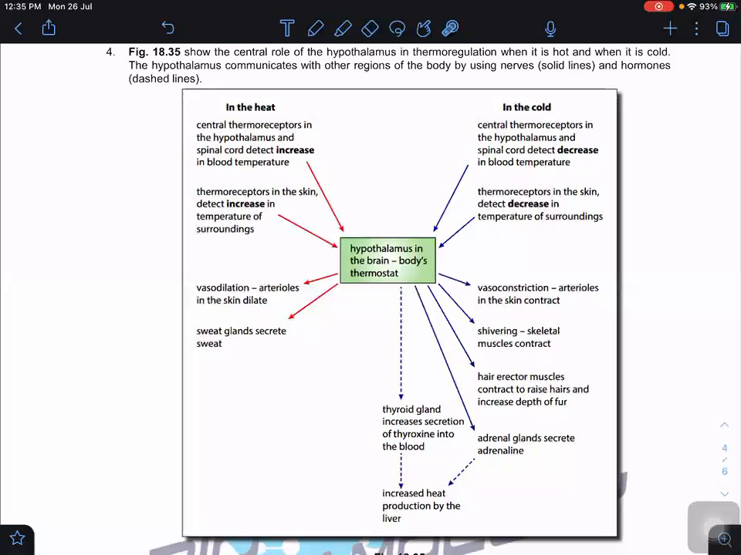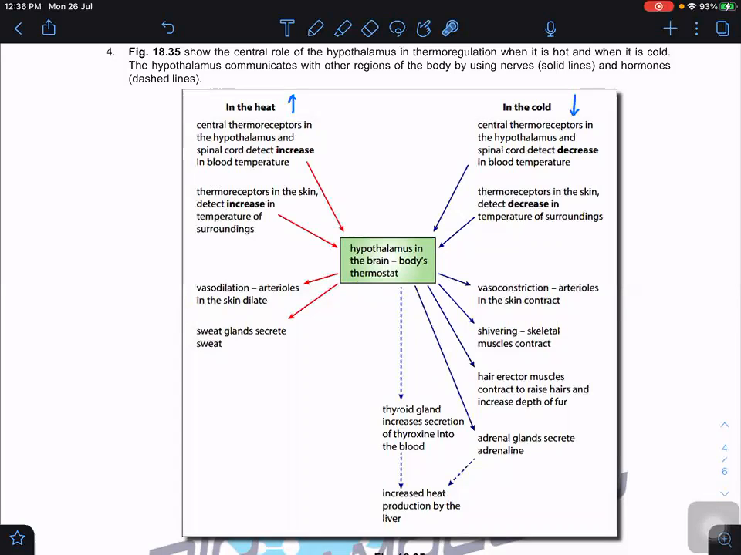We divide them into two parts here. One is during the heat, another one is in the cold. In the heat, the core body temperature is high. In the cold, the core body temperature is low. We have two sets of thermoreceptors. One is at the hypothalamus. Another one is the thermoreceptor on our skin. Both of them give the input to the control center.